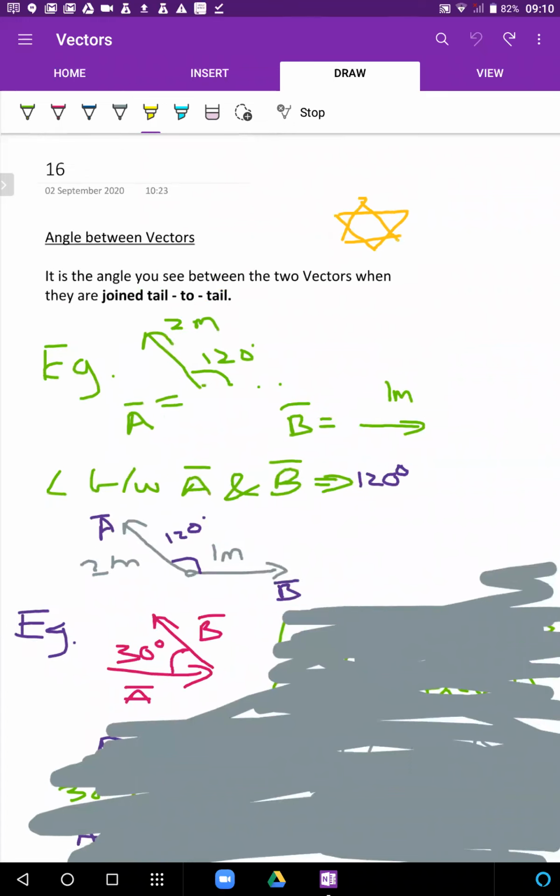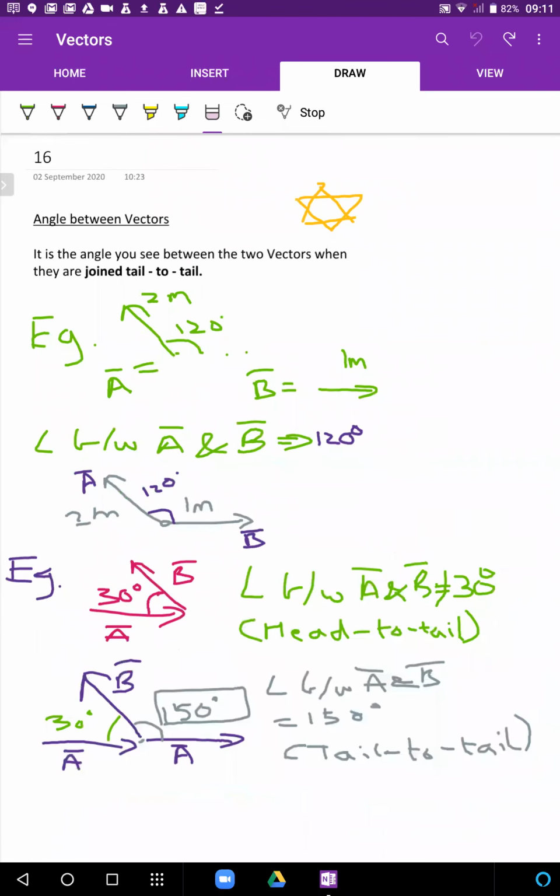हाँ, इसमें क्या है? The angle between A bar and B bar in this example has to be 150 degrees. क्यों? First and foremost, I acknowledge that the angle between A bar and B bar is not 30 degrees because they were joined head to tail. That's not your answer. What you need to do is slide one of the vectors. Like for instance, I slid vector A bar. Vector A bar को उठा के मैंने यहाँ पे आगे slide किया, आगे push किया. ठीक है? तो वेक्टर ए बार को मैंने इधर ड्रॉ किया, और जब वेक्टर ए बार को इधर हमने बनाया, तब हमें दिख रहा है कि एंगल बिटवीन ए बार एंड बी बार is 180 minus 30 is 150 degrees, and this is the answer because this time they're joined tail to tail.